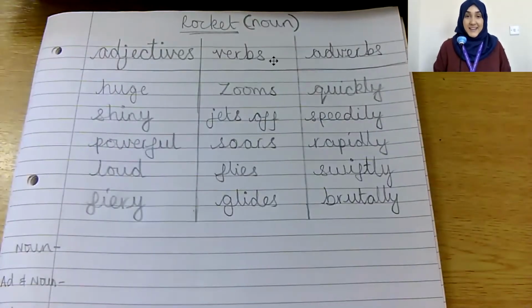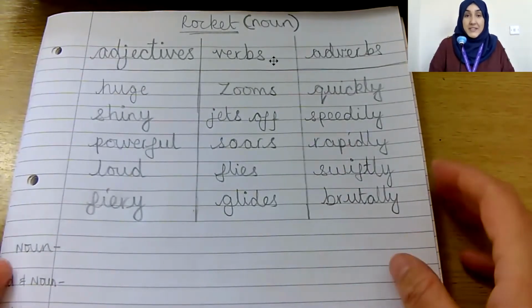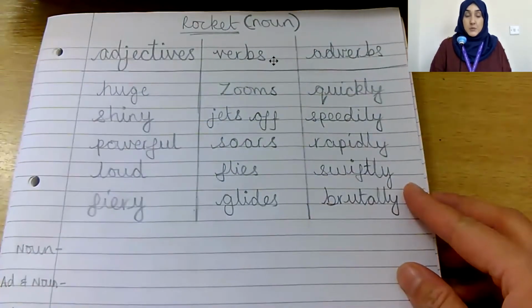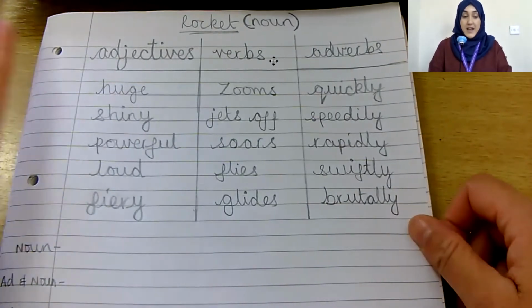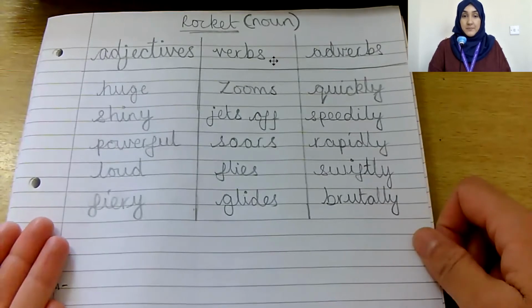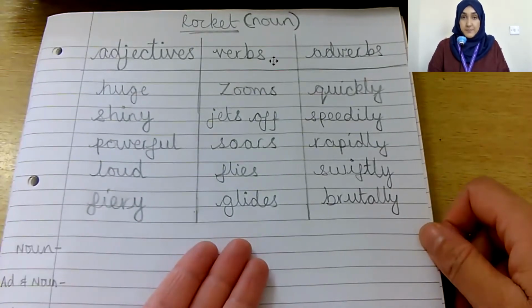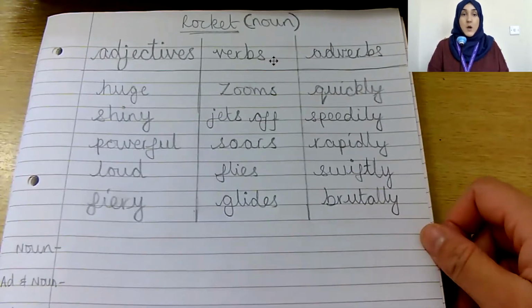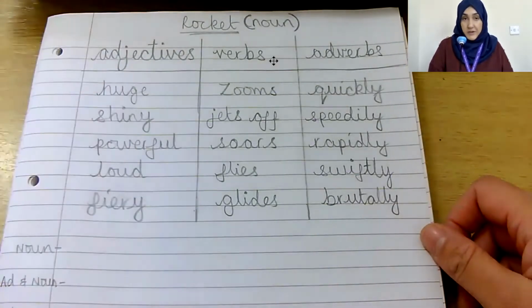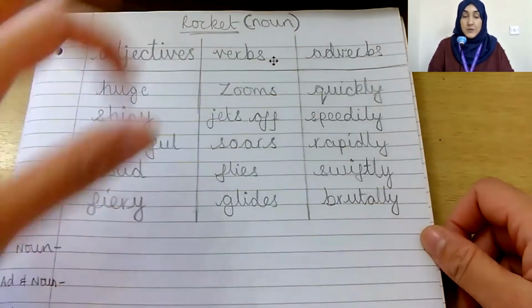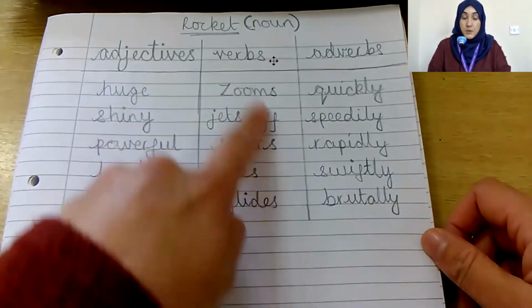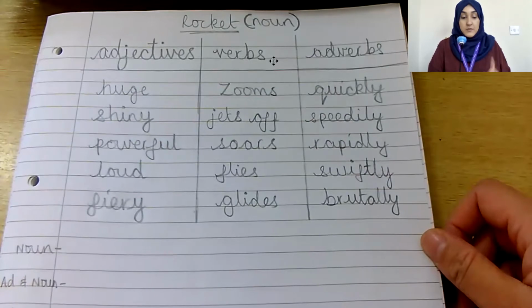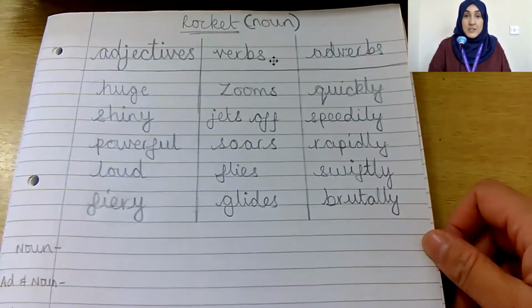Okay, Morris class, I am back and I've got it all set up. So this is my thought shower ideas. I've got my rocket at the top, which was my noun. I've then compiled, which means put together, a list of adjectives. I've got 5 adjectives, 5 verbs, and 5 adverbs. Now, these adjectives are describing the rocket. The verb is describing how the rocket moves. The adverb is describing how the verb is moving. So, this is how we are going to start our spine poem.